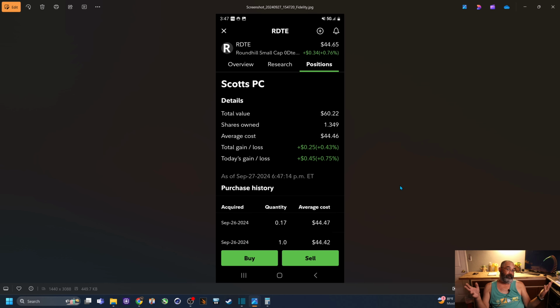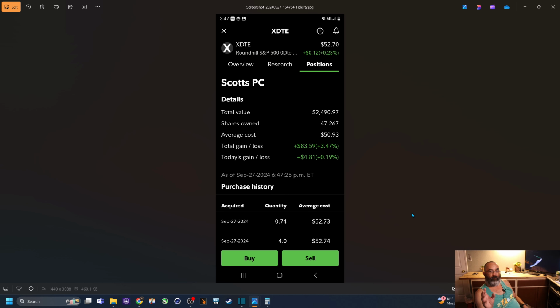The RDTE position I started, I believe, on Wednesday. Again, just $60 in the position, or a little bit over one share. I'm just up pennies, or I'm up a quarter, so nothing to write home about yet with this position. And then the XDTE finished the day at $52.70, or up 12 cents for the day. Almost $2,500 of total value, 47 shares at an average cost of $50.93. And what's nice, XDTE has just been staying in the green for a lot of us, right? Up about $5 today, I've got a total gain of about $83.